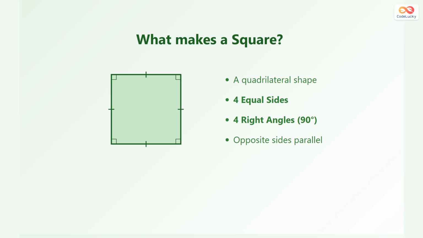Now, what exactly is a square? A square is a special type of quadrilateral shape. It has 4 equal sides, meaning every side is the same length. It also has 4 right angles, each measuring 90 degrees.